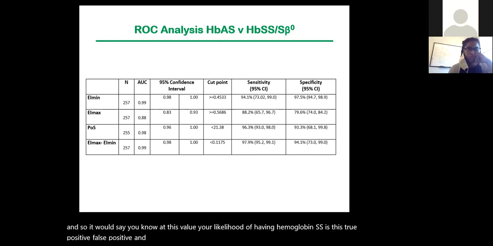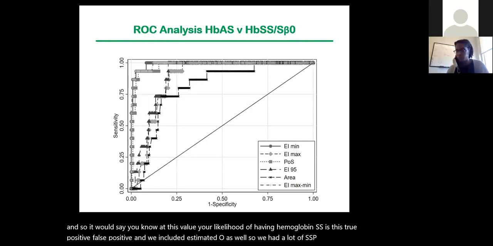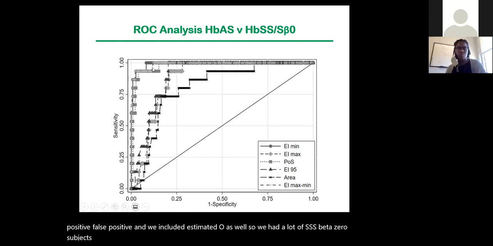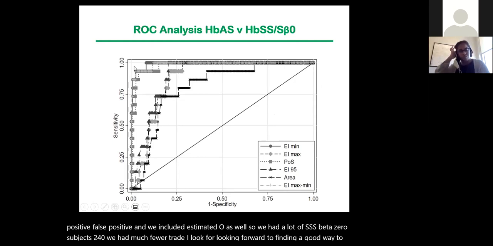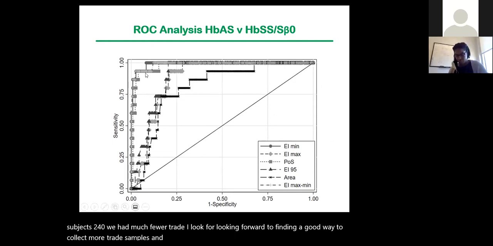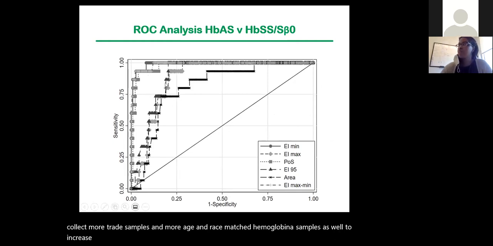You can imagine in combination how powerful these would be in determining whether a blood sample has trait functionality versus disease functionality. And these are the ROC curves that she generated. What you want is for things to be as close to this corner as possible. And you can see that the elongation index maximum minus minimum is the one that's actually the closest to this upper left corner, with the others still performing quite well.